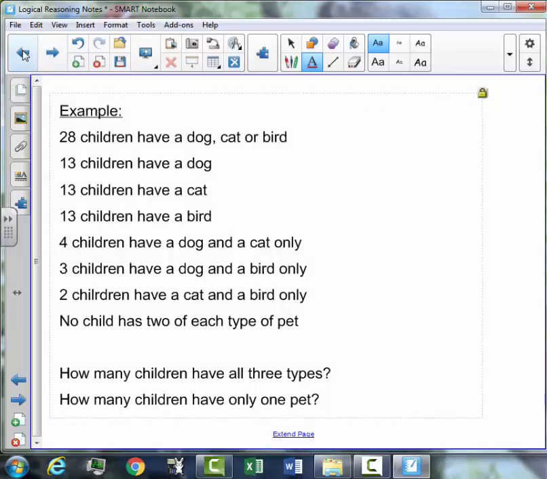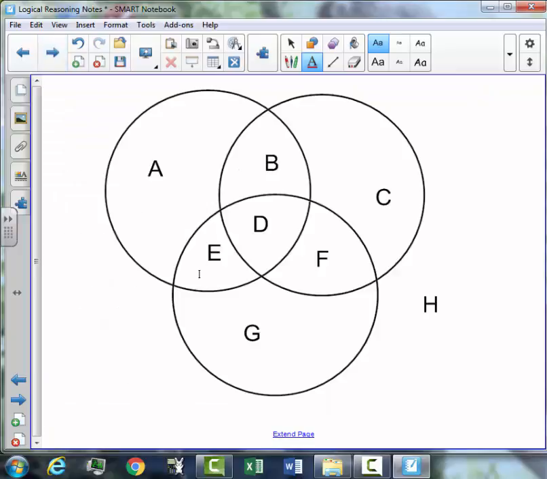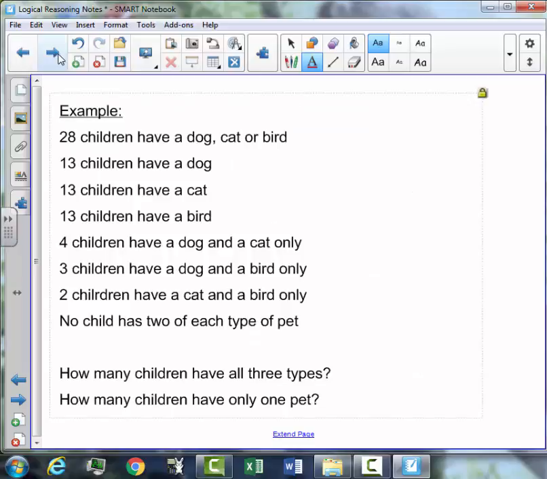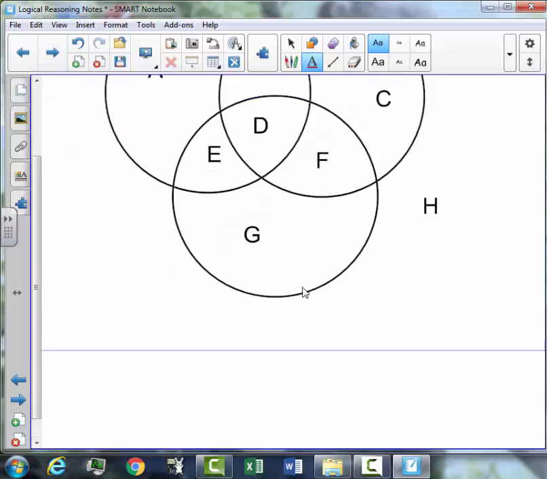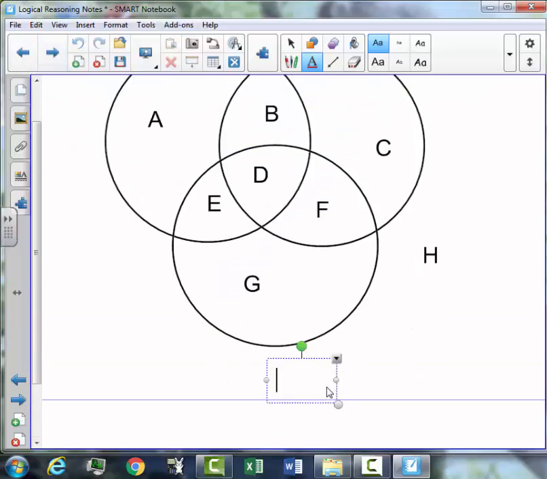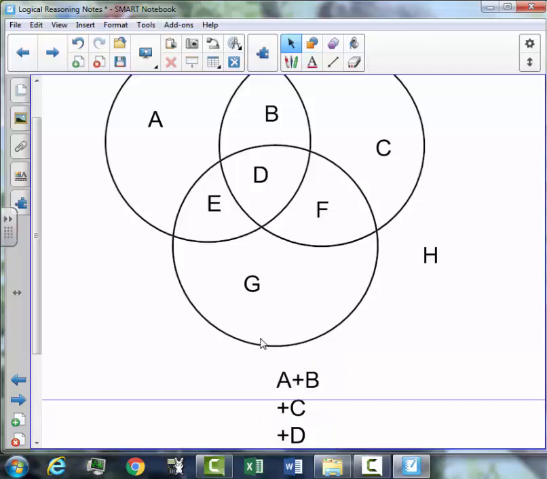28 have a cat, dog, or bird. So here's where that gets a little bit more complicated. If you have a cat, dog, or a bird, that pretty much puts you anywhere inside here. So what that means, this is quite the long statement here, is A plus B plus C plus D plus E plus F plus G equals 28 people. Hopefully I can make this fit.